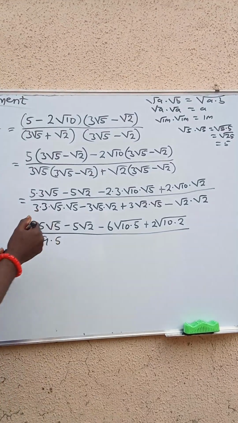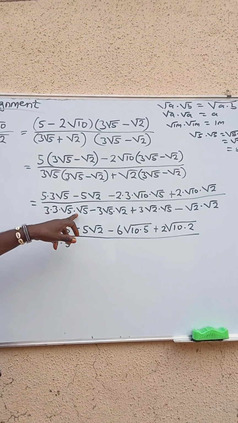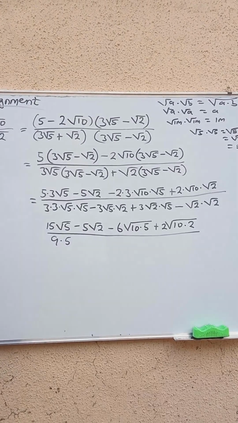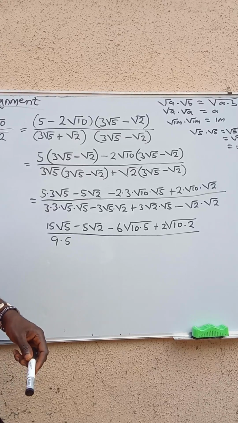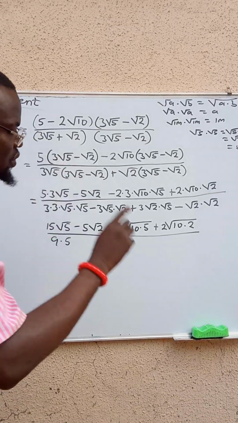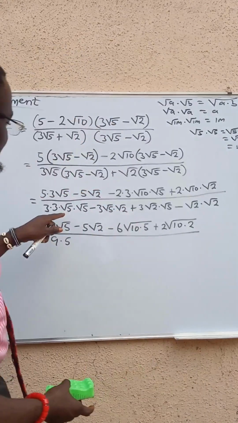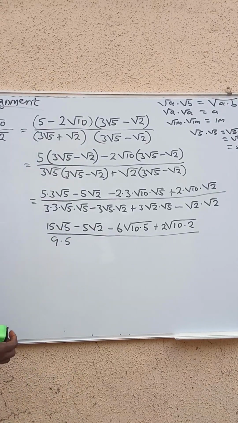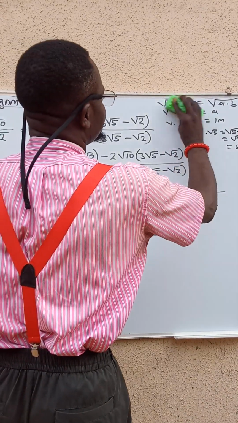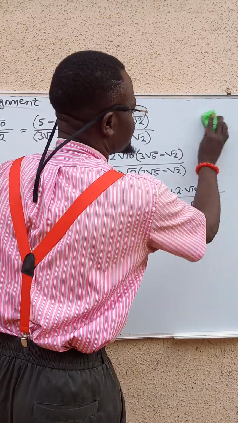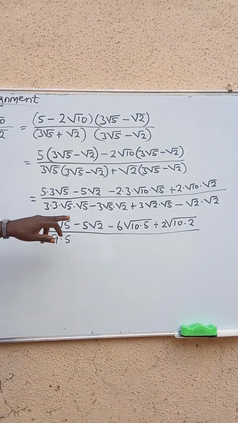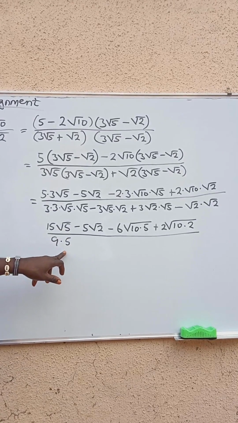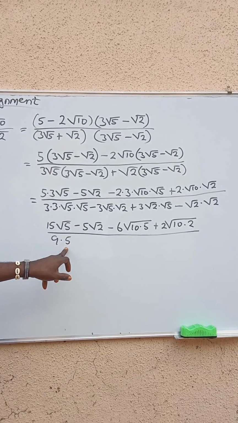So that's why two roots of the same numbers will give you one of the numbers. That's why root 5 dot root 5 will give me 5. Please take note of that. Right? Now, we're done with this. That is 9 times 5, because root 5 dot root 5 is 5.